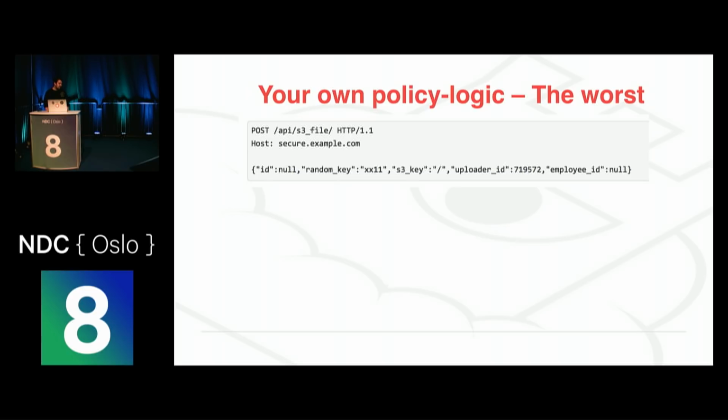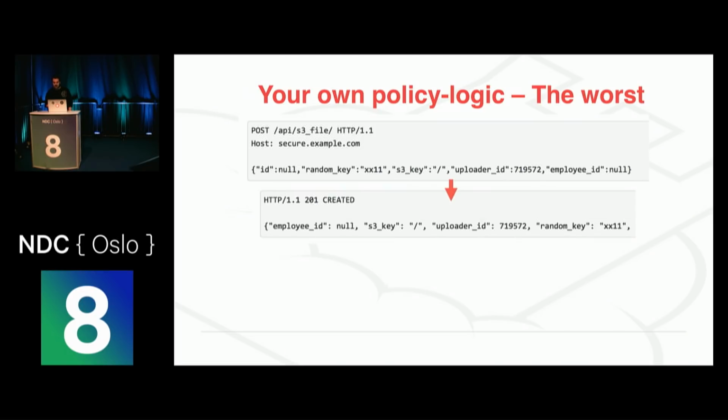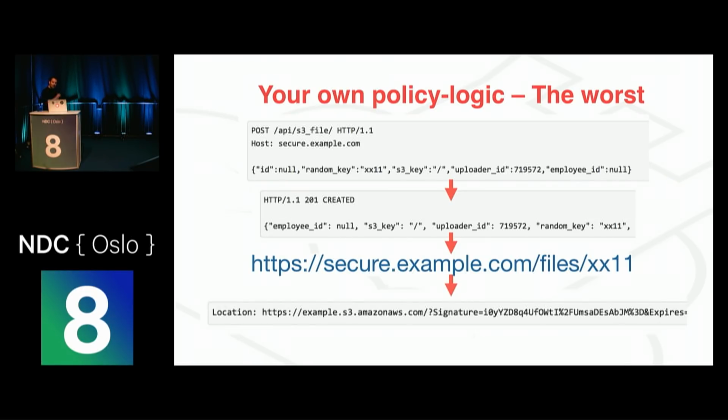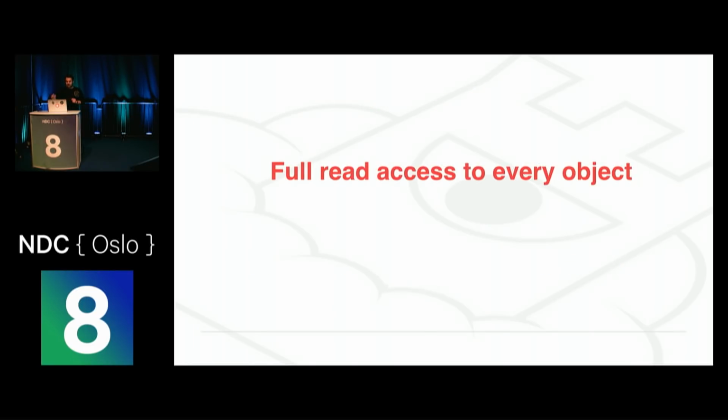Another example, I'm not gonna stop. So an S3 file, and you tell it, here's a random key, and here's also an S3 key. And I'm like, oh, okay, S3 key /. What do you think about that? And it would say, oh, that's awesome, I'm gonna create that. So just because you use the random key XX11, I'm gonna put a URL on secure.example.com/files/XX11, and that one is gonna redirect you to the file called /. So now I have full read access to every object again.